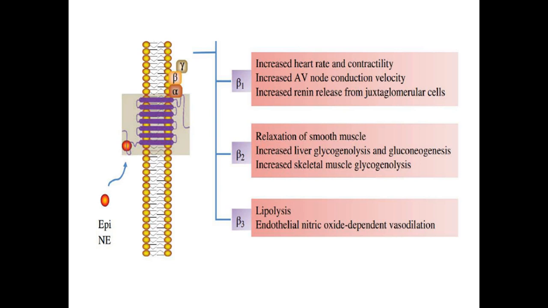If they bind to the beta 1 receptor, they increase the heart rate and contractility, increase the AV node conduction velocity, and increase renin release from the juxtaglomerular cell. If they bind to the beta 2 receptor, there is relaxation of the smooth muscle, increased liver glycogenolysis and gluconeogenesis, and increased skeletal muscle glycogenolysis. If they bind to the beta 3 receptor, they increase lipolysis and endothelial nitric oxide dependent vasodilation.